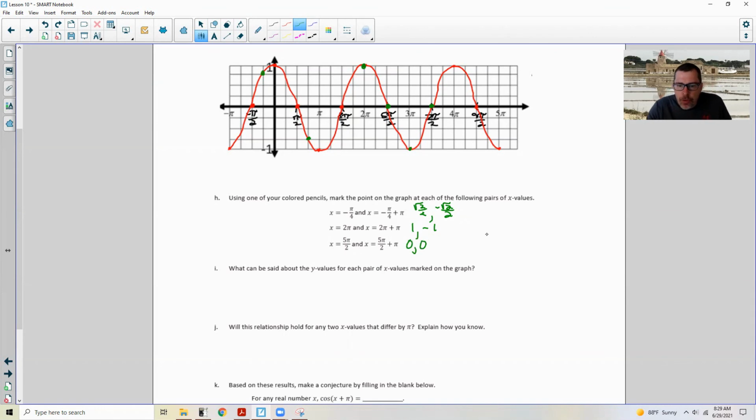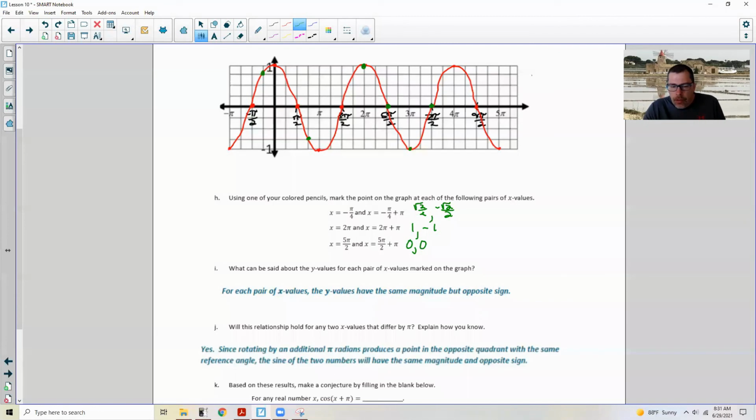Okay, so what can be said about the y values for each pair of x values marked on the graph? All right, for each pair of x values, the y values have the same magnitude but opposite sign, and obviously 0, there is no opposite of 0. 0 is 0, so that's the one exception to that answer. J, will this relationship hold for any two values that differ by a distance of pi? Okay, so yes, since rotating by an additional pi radians produces a point in the opposite quadrant. So if we were in 1, rotating pi will get us over to quadrant 3. And if we were in 2, rotating pi would get us into quadrant 4, and vice versa, of course.